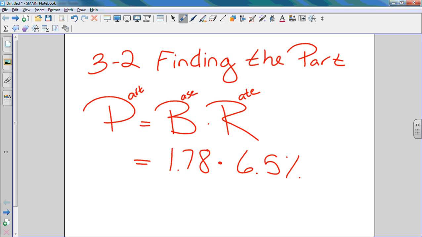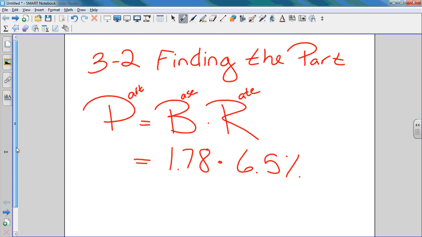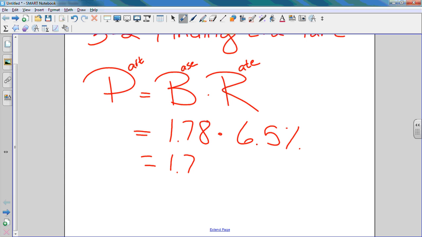You can use a calculator if you have one. What'd you get? Take 1.78 times 6.5%. If you want to change this percent to a decimal, you're going to take 1.78 times 0.065. Yeah, because some calculators don't have percent. If you don't have a percent key, then that's fine. Now what do you get? Point what? So 0.115, huh?